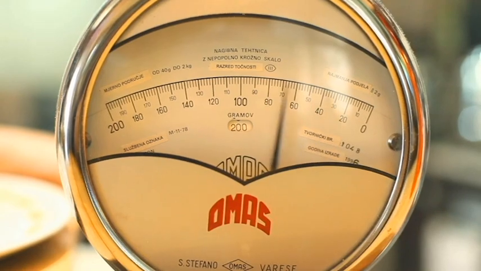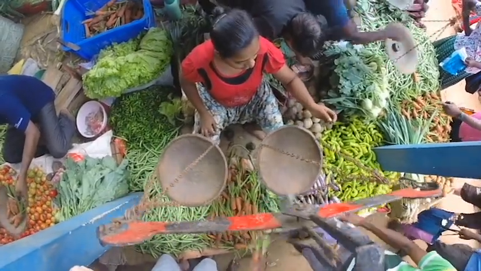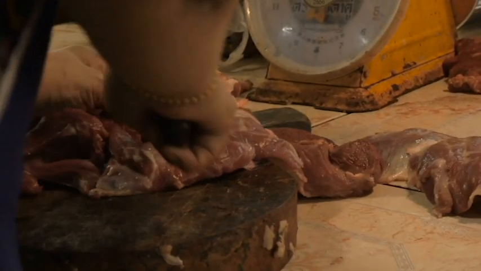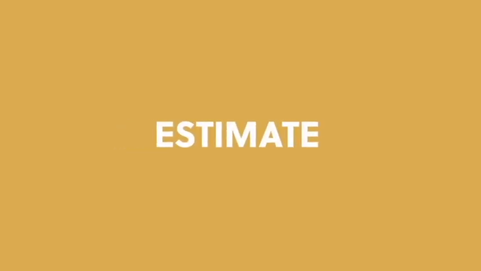At the start of this lesson, you learned how to read the weights of objects on a weighing scale. This scale is important because the prices of many things that you buy are based on their weights. The best way to know the weight of an object is, of course, to use a weighing scale. Sometimes, you cannot use a scale and you have to make a wise guess about the weight of an object. When you do this, you estimate the weight of that object.